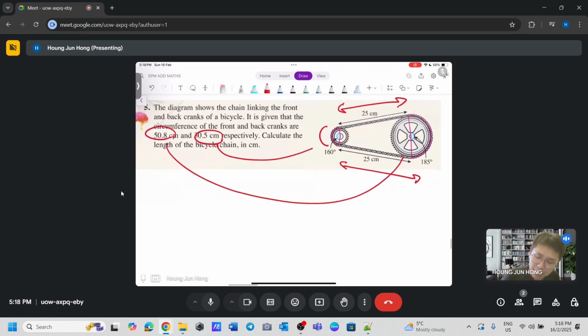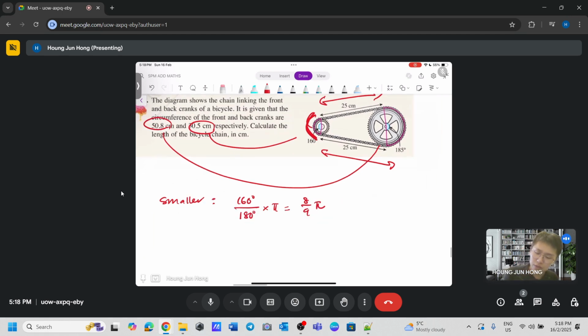So for the smaller one, this segment should be what? Again, use the angle 160. First thing first, you might want to convert the degrees first. So just convert everything. 160 over 180 times pi equals 8 over 9 pi. Then s equal to r theta. So the radius was 13.8 multiplied by this, and the pi you use whatever value they give.